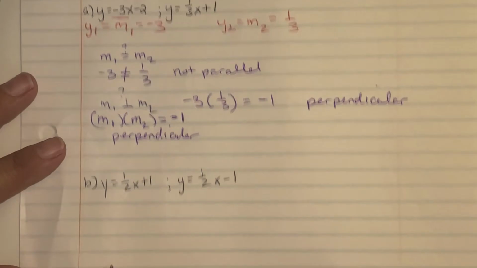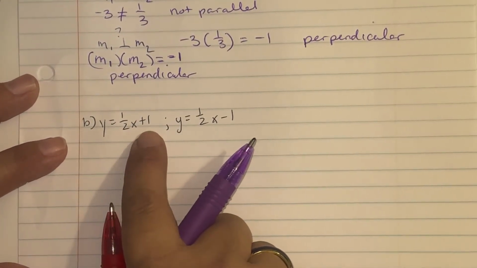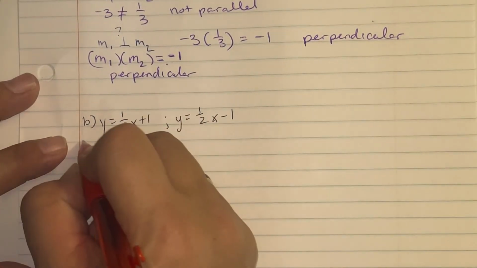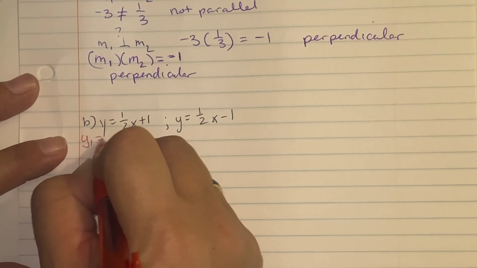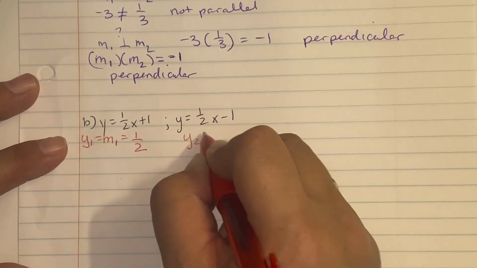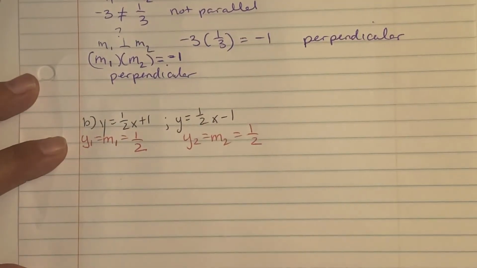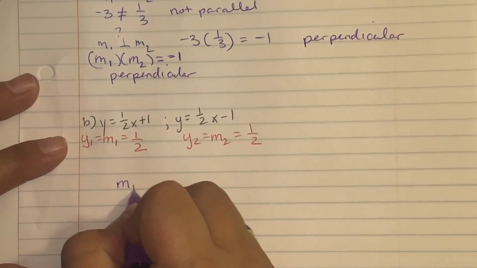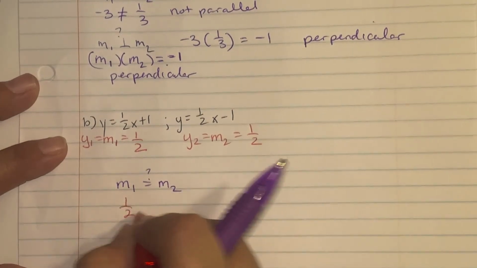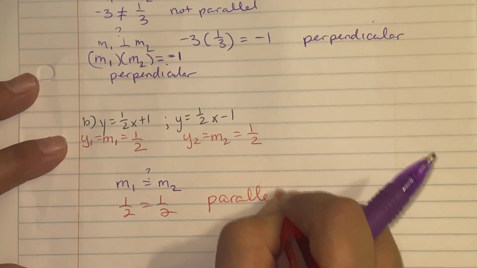So let's look at the next one. On B it says y equals 1/2 x plus 1 and y equals 1/2 x minus 1. So equation 1 has a slope value of 1/2. Equation 2 has a slope value of 1/2. So when we compare slope 1, does it equal slope 2? 1/2 is the same as 1/2, so we are parallel.